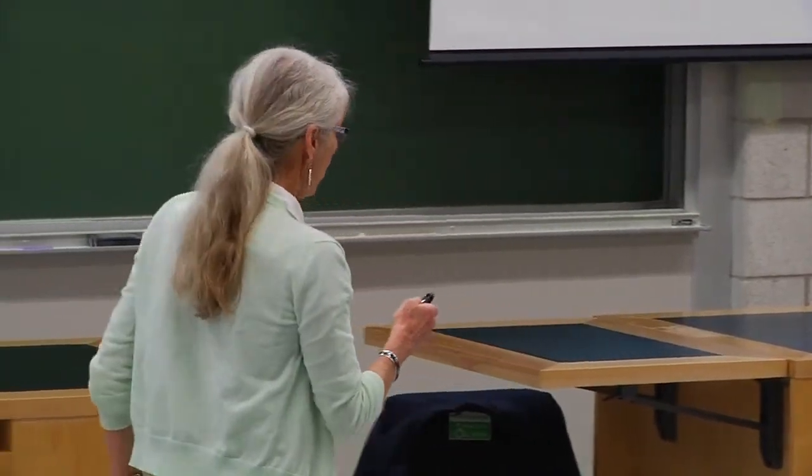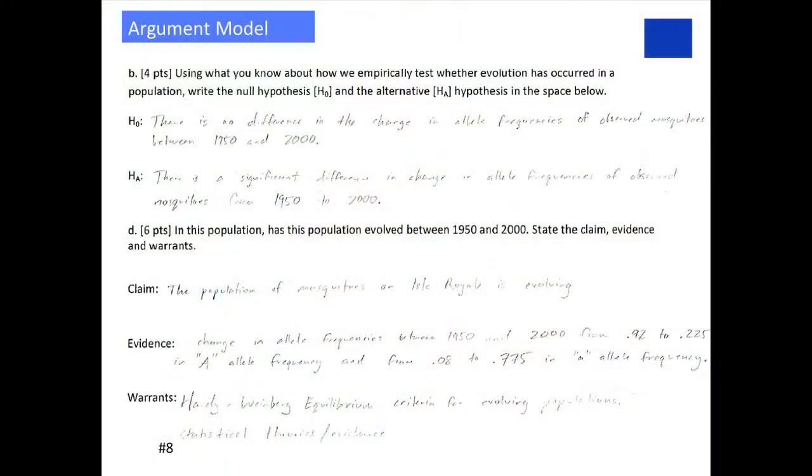Okay, so we're back to the moose and Isle Royale problem. You won't be able to see that, but it's the argument model. We're talking about this population. Now we've brought mosquitoes onto Isle Royale because they're there. We're making a claim that the population of mosquitoes, because mosquitoes are DDT resistant, many of them were, between 1950 and 2000. State the claim, evidence, and warrants. So this is contextual to the big case. Now the students have to write the claim, the evidence, the warrants.